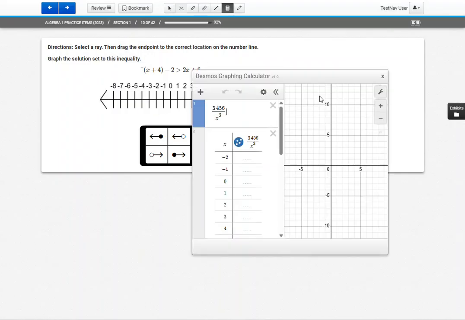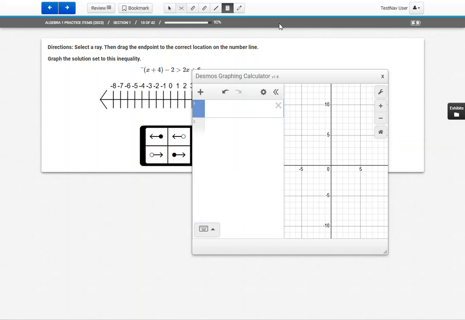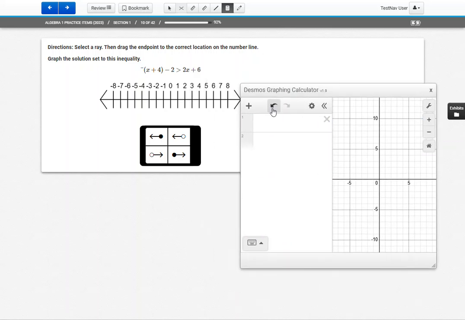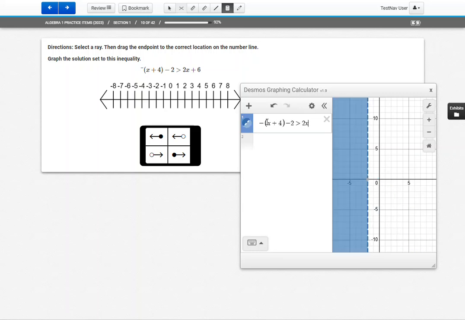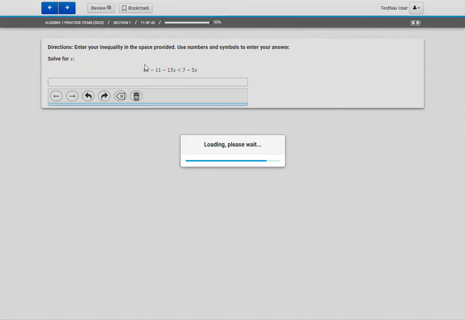All right, this one is easy. Just kind of graph it in Desmos. So plug everything in Desmos. Negative x plus 4 minus 2 is greater than 2x plus 6. So it's going from negative 4. It's an open circle because it's a dotted line and also because it doesn't have the equal to. So it's an open circle. And then it starts at negative 4 and then goes to the left.